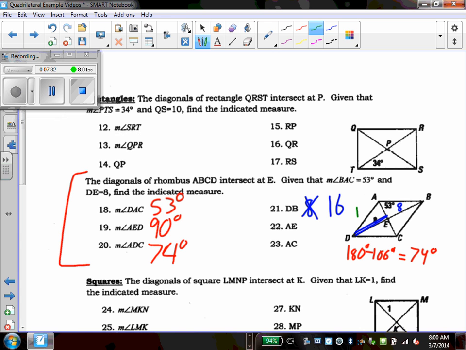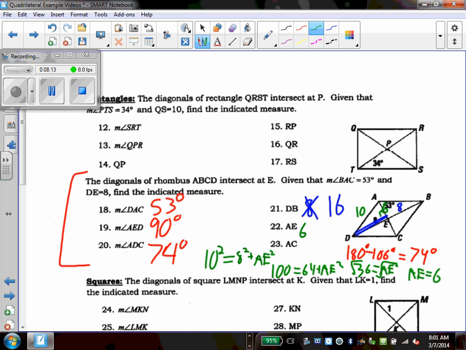Let's say that we knew that AD had a length of 10. Since we know that this is a right angle, we could set up the Pythagorean theorem to say that 10 squared, since that's the hypotenuse, equals 8 squared plus AE squared. That would be 100 equals 64 plus AE squared. You would subtract 64 from both sides and get 36 equals AE squared. Take the square root of both, and you'll find out that AE has a length of 6. So that would be something that you may be expected to do in a problem like this.